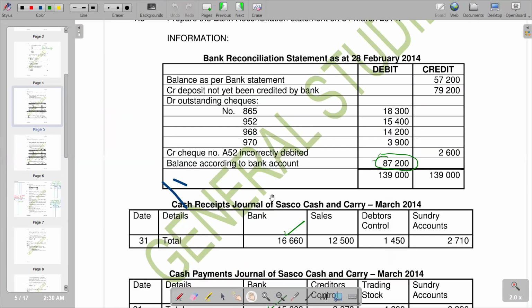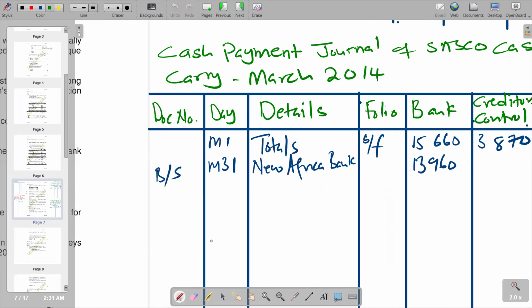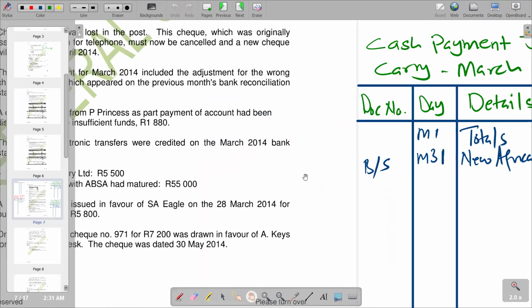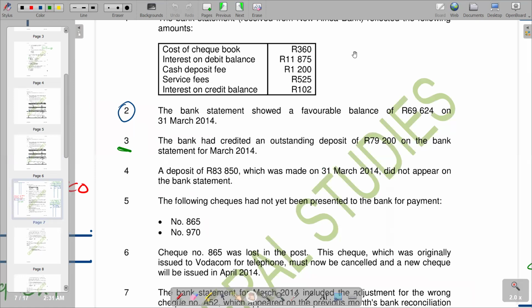We are having it on the previous month's bank reconciliation, which is here. So it means it was an outstanding deposit in the previous bank reconciliation statement. So in the current period, it was now deposited. So we have no issue with that one. It means it's now correct. So there is no adjustment which needs to be done for that one. So we check the next one. It means our 79,200 that we have here is now appearing, so it has been updated. So no need to adjust it. Go to the next one.